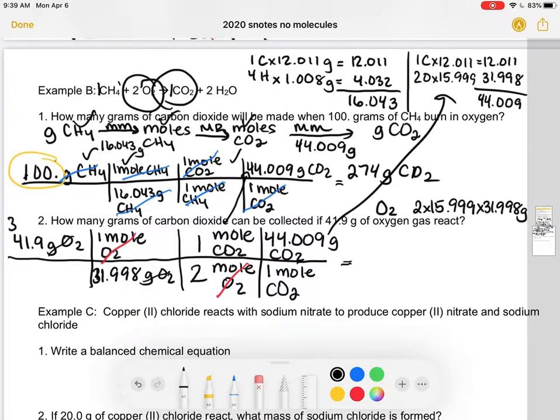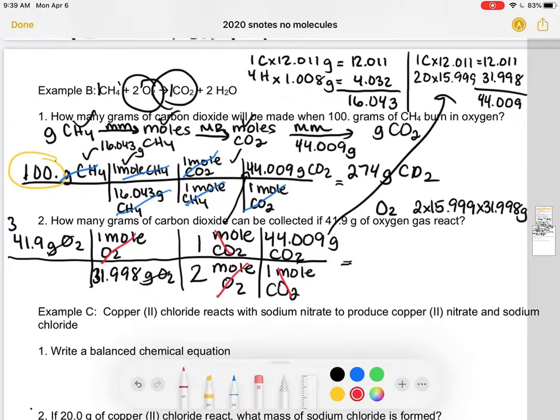Okay, you're going to put this in your calculator. 41.9 divided by 31.998. Okay, get your answer. Divide it by 2. And then multiply your answer by 44.009. Okay, these are all at the same step of PEMDAS, so that's why I'm saying just do it all from left to right so you don't lose anything.